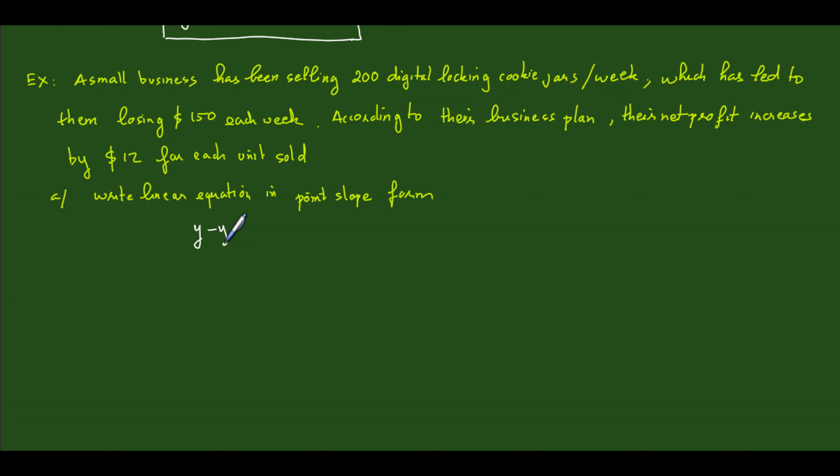So y minus y0 equals m times (x minus x0). You need to have a point, which is y0 and x0 exactly. We need to have m. But first of all, we need to determine which quantity here is variable y and what quantity is variable x. Let's read the problem together.